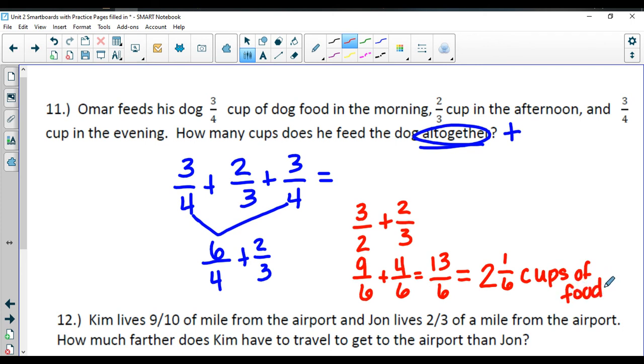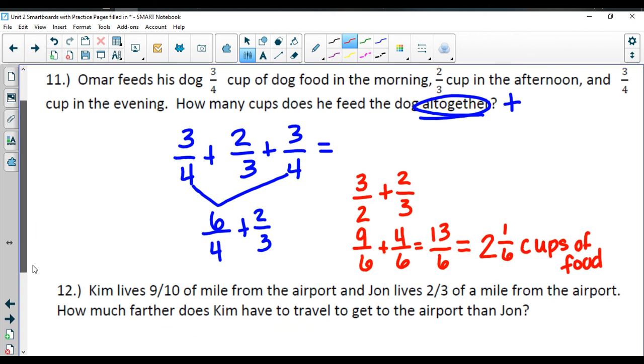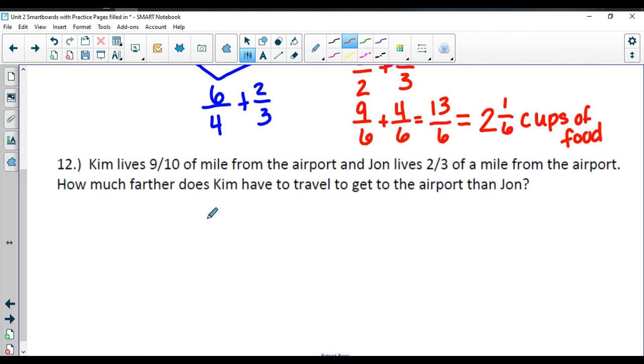It's a word problem, so it deserves a word label. Number 12, Kim lives 9/10 of a mile from the airport and John lives 2/3 of a mile from the airport. How much farther does Kim have to travel to get to the airport than John? So we're not adding these together. To see how much farther, we're looking for a difference, which tells us that we're actually doing a subtraction problem.